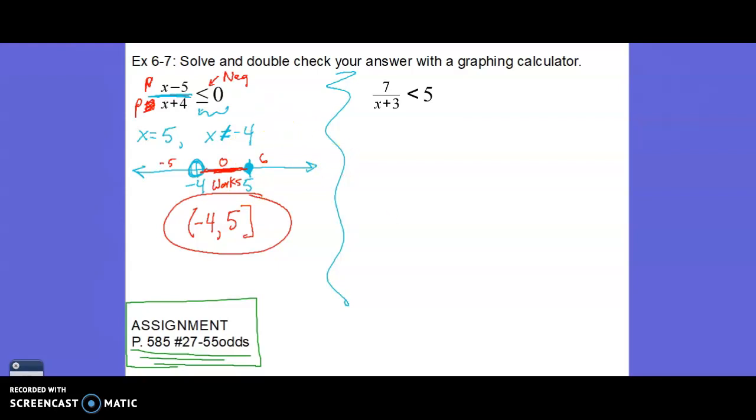And just like before, you could show that this is the correct answer, because if we want negatives, we want them to be below the x-axis, and the fact that it's equal to, it could be on the x-axis. So I'm going to show you with my graphing calculator what you can look for.